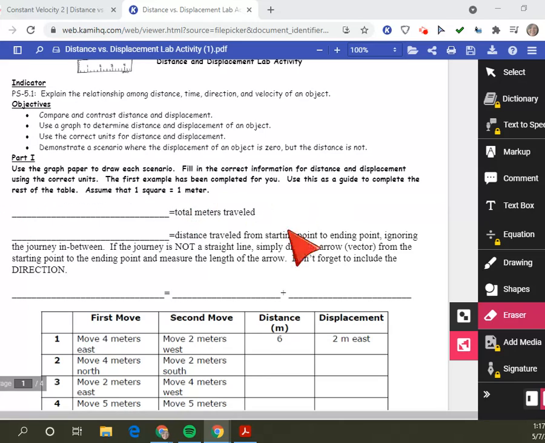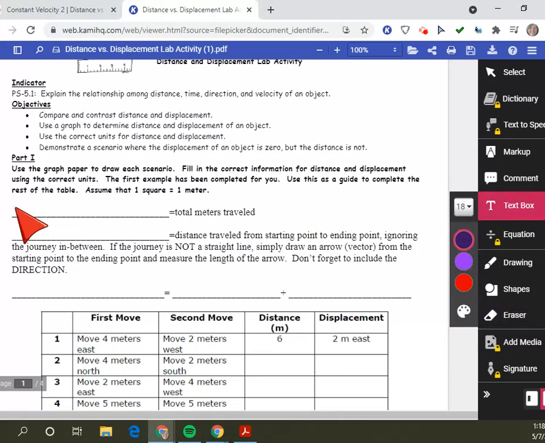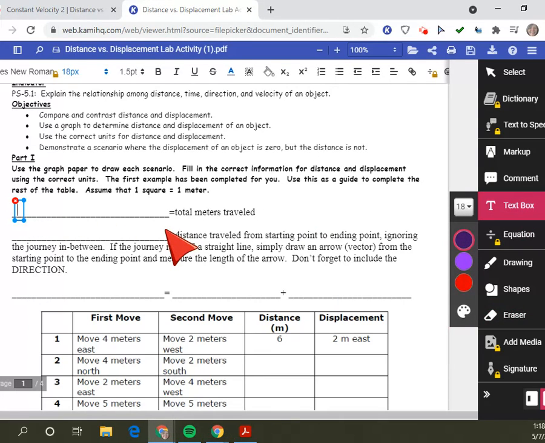All right, so then it's asking you right here, these blanks kind of throw some students off sometimes. What is total meters traveled? That would be called distance. So in this box here, on this line, you're going to want to type distance. Distance is the total meters traveled.